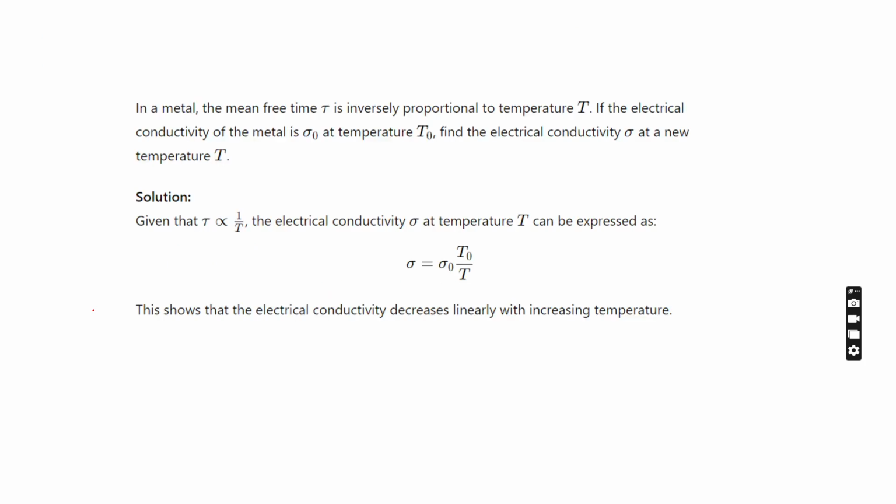Now let us go to the other problem. In a metal, the mean free time tau is inversely proportional to the temperature T. If the electrical conductivity of the metal is sigma 0 at temperature T0, find the electrical conductivity sigma at the new temperature T. So we know that tau is inversely proportional to temperature, so electrical conductivity sigma at the temperature T can be expressed as sigma is equal to sigma 0 T0 divided by T.